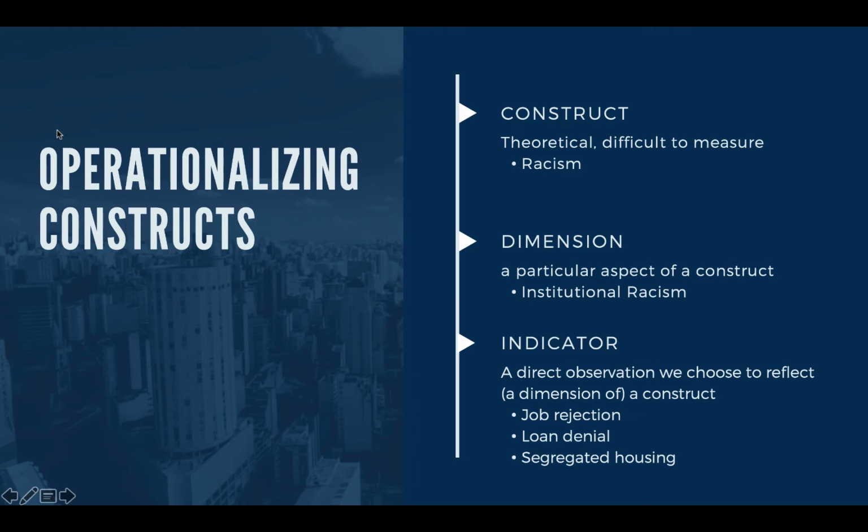Again, we're talking about racism as the construct. We've identified one subset of racism, and we said that's going to be institutional racism. And then within that subset, that institutional racism, we say, what are the things that reflect institutional racism? Well, we can say the number of job rejections someone got, comparing black individuals to white individuals, controlling for the number of applications they put out. We can talk about the number of loans denied amongst black or brown individuals compared to white individuals. We could also look at whether or not an individual or a person of color lives in segregated housing. So these are all indications of how institutions can put forth racist actions.